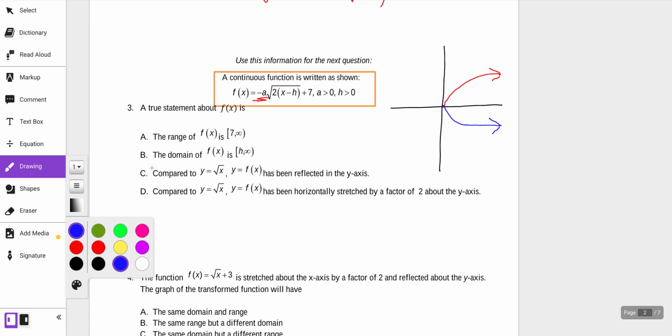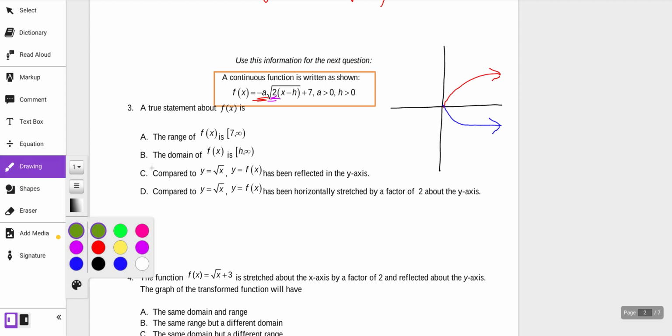Next thing I notice is that it's going to be stretched by a factor of 1/2. Visually, that's going to be hard to really tell what happens. Basically, it's just going to get squished in a little bit, but the shape will look the exact same as that blue one still.